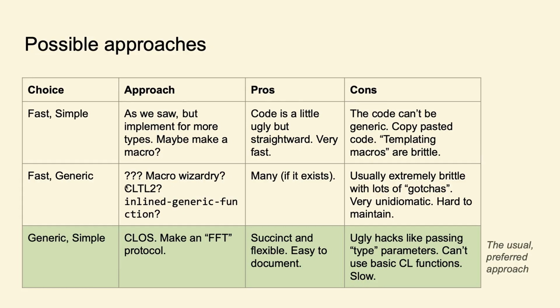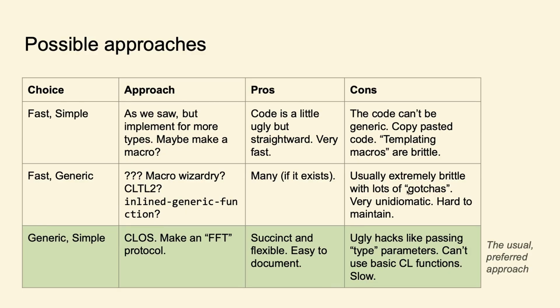We could go the fast generic route. I don't actually know how we would do this. Maybe macro wizardry. Some people use this inline generic function thing, so maybe we define this all as CLOS things, and then we use this inline generic function funcallable thing, and somehow it'll all turn into type cases, and then SBCL will somehow eliminate the branches of the type cases for each type of interest. I don't know. To me, the fast and generic is a little bit theoretical, but if it exists, there's many pros to it. Oftentimes, though, you're pushing the boundaries of what Common Lisp in its native form is designed to do.